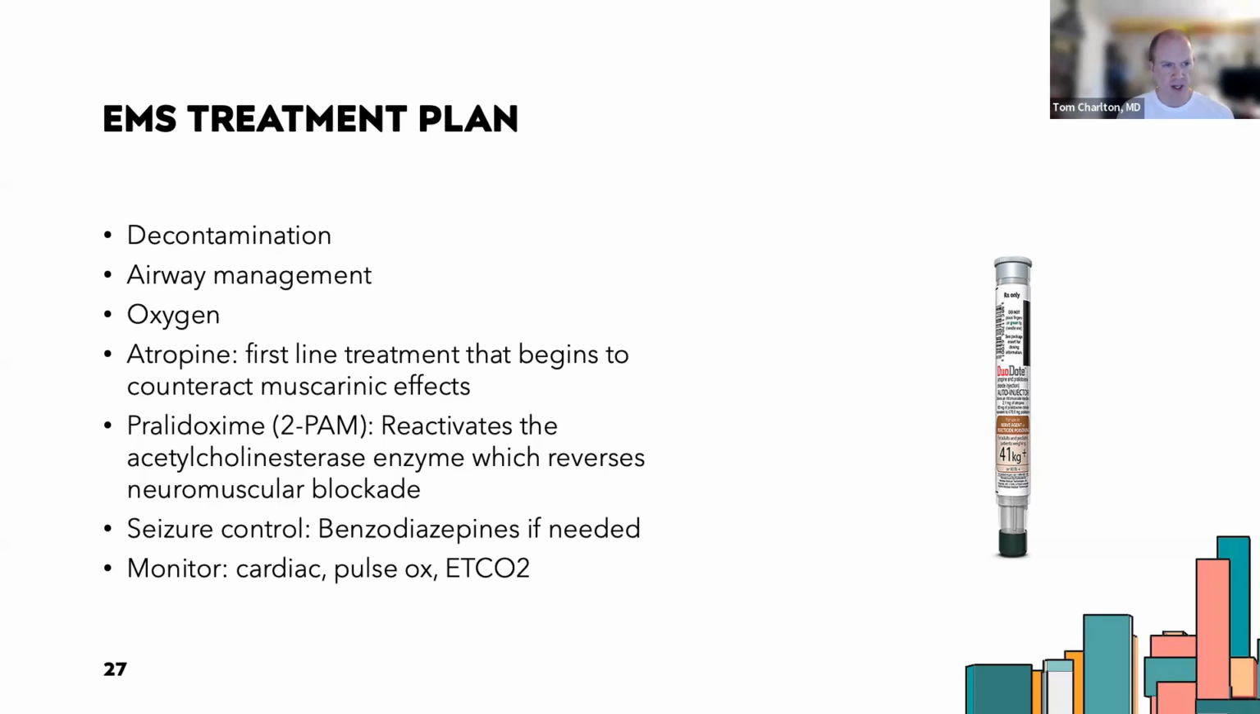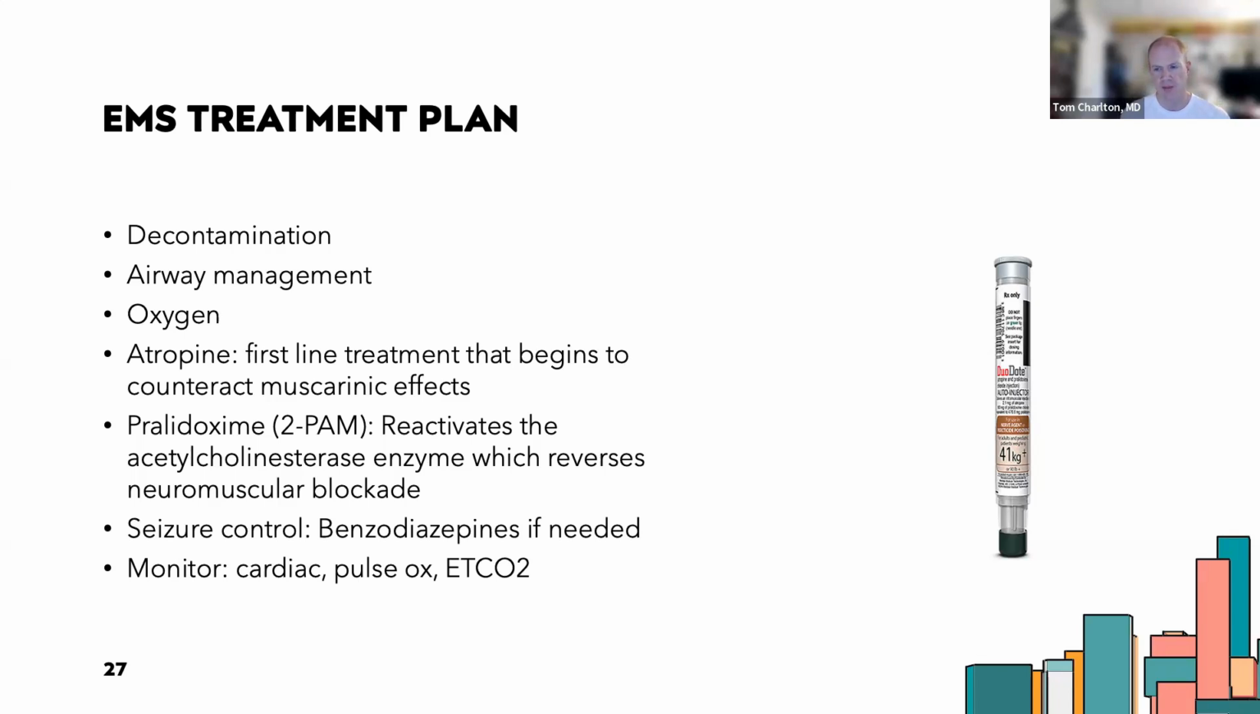We need to manage their airway. That is after we've gotten them decontaminated, probably the most important thing. They're going to require aggressive suctioning, and they may require bag valve mask ventilation or intubation. They're going to need oxygen, generally because their respiratory rate is going to be ineffective. And then the medical treatment is atropine and 2-PAM.